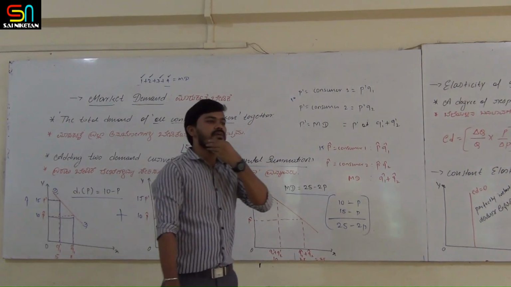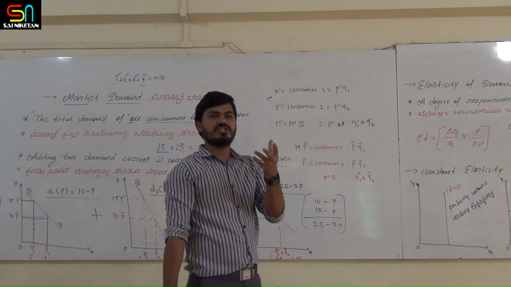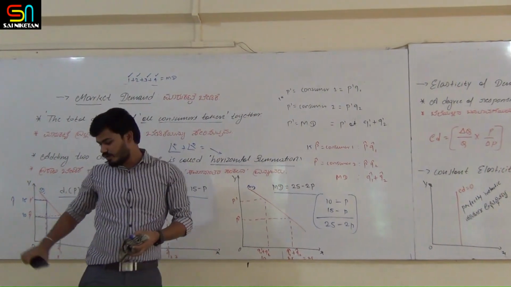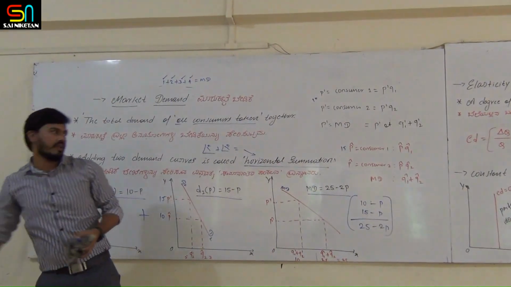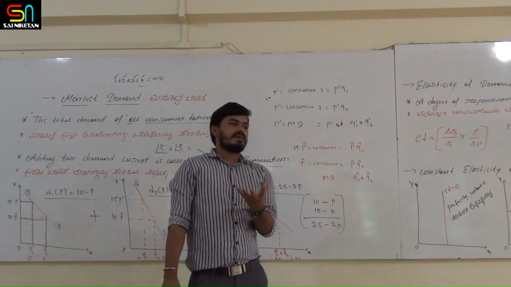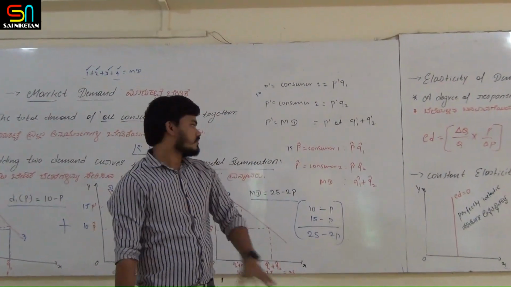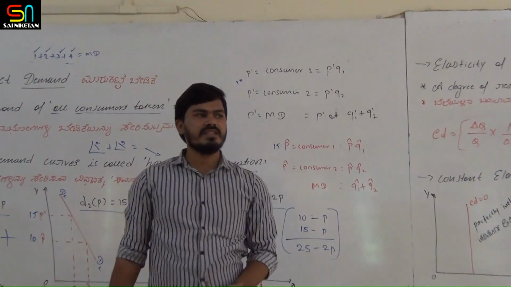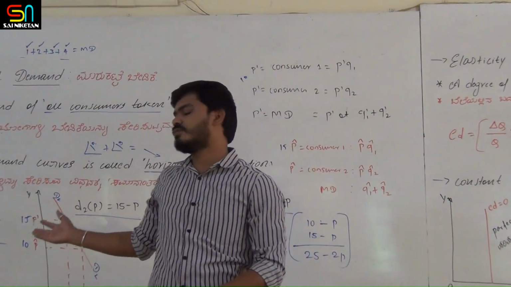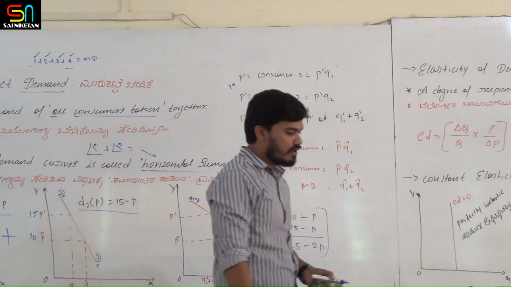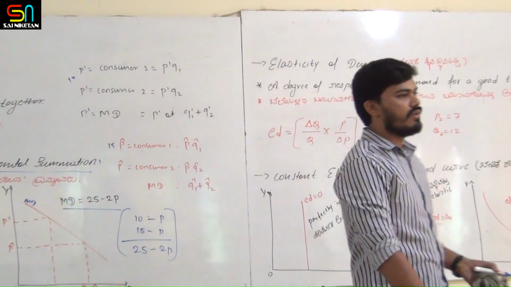Most probably the market supply curve was asked as a 6 marks question in the 2020 March examination. They asked: what is the market supply curve, and how can you explain the market supply curve in nature? So that will be a 6 marks question. Most probably this year a 4 marks or 6 marks question will come on the market demand curve. Once we are done with the market demand curve, after this chapter we have a very interesting concept.